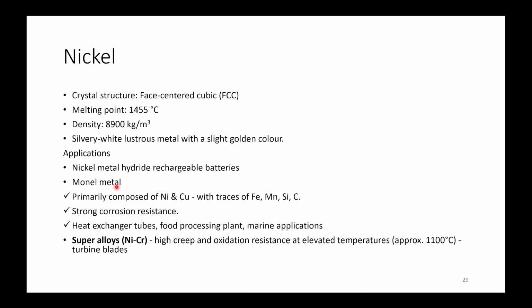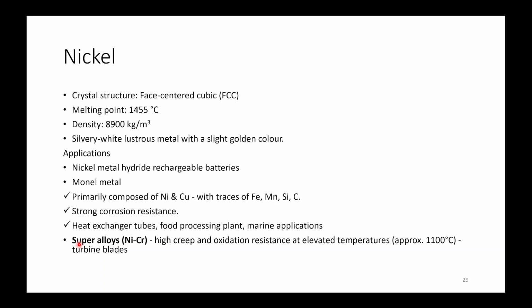This Monel metal is primarily composed of nickel and copper with traces of iron, manganese, silicon, and carbon. These have strong corrosion resistance, and are used in heat exchanger tubes, food processing plants, marine applications. These are some applications of Monel metal.